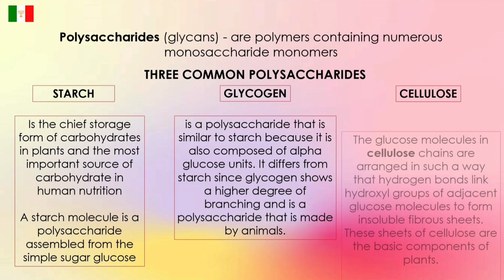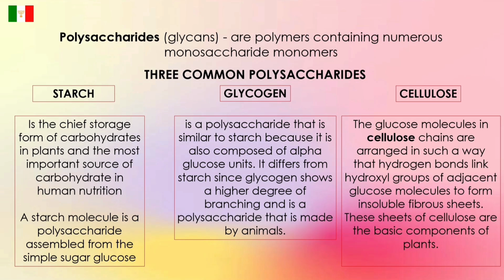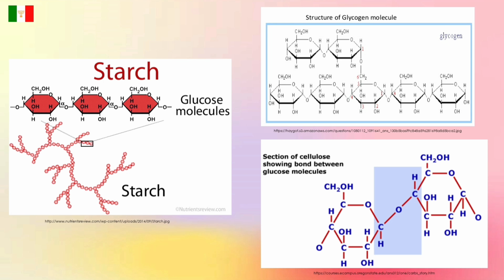The last one is cellulose. Cellulose is the basic component of plants. People cannot digest cellulose, but when we eat food rich in fiber, which is cellulose, it speeds the movement of food through the digestive tract. These are the chemical structures of starch, glycogen, and cellulose.